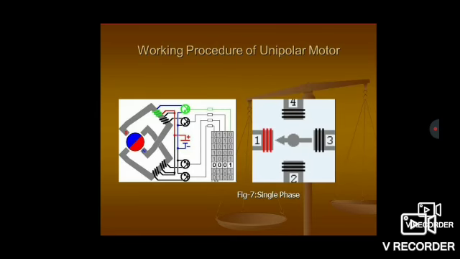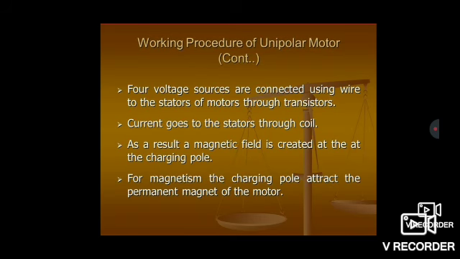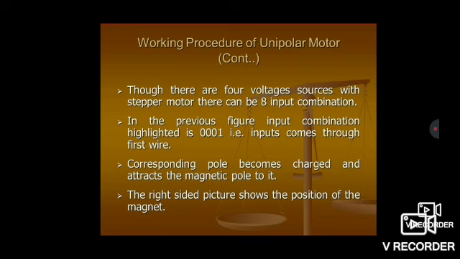Let us see the working procedure of a unipolar motor. See the diagram. There are 4 supply voltages given through 4 transistors, and digital mode is given. 4 voltage sources are connected using wire to the stators of the motor through transistors. Current goes to the stator through the coil. As a result, a magnetic field is created at the charged pole. Due to magnetism, the charged pole attracts the permanent magnet of the motor. Though there are 4 voltages with the stepper motor, there can be 8 input combinations.